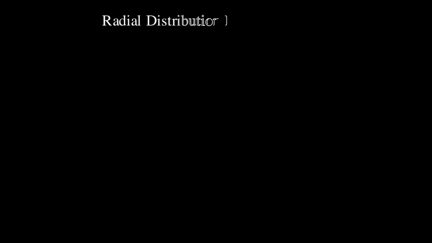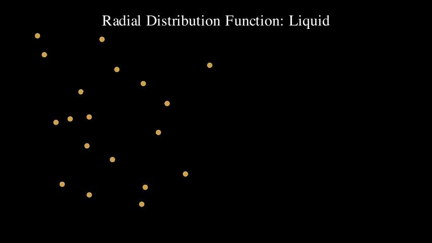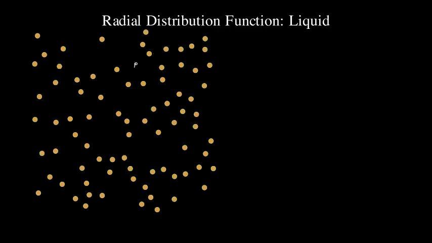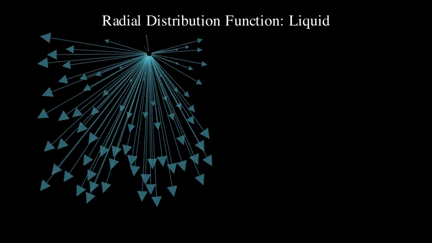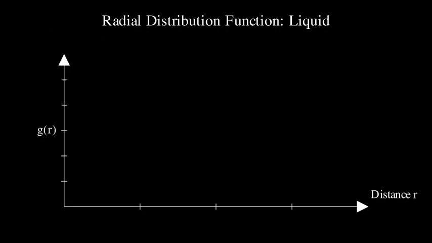But what if we aren't looking at a crystal structure? In a liquid, atoms are disordered. If we take a reference atom and measure distances, we'll have a more diverse group of distances, no longer seeing sharp peaks, but broad peaks with a continuous distribution.